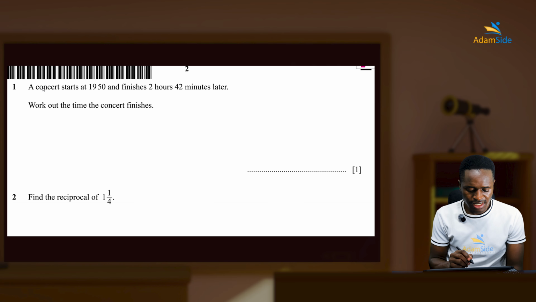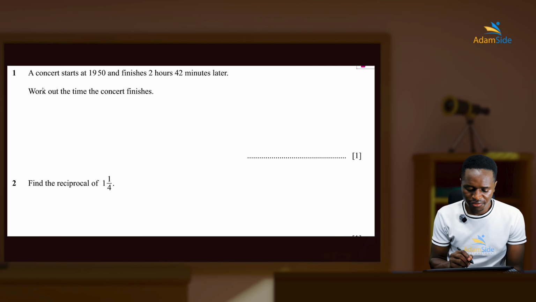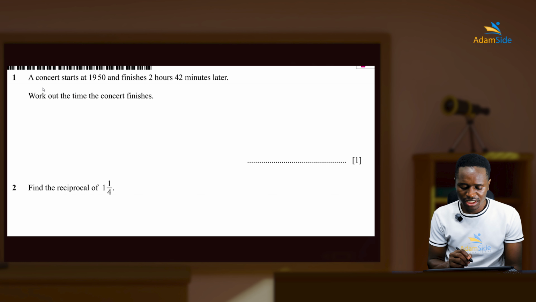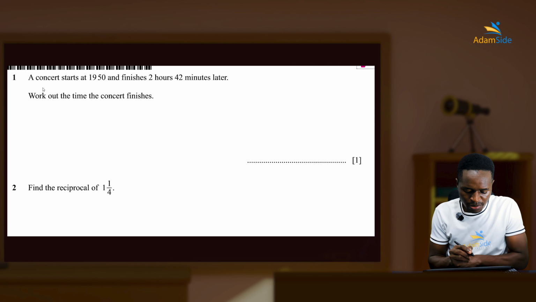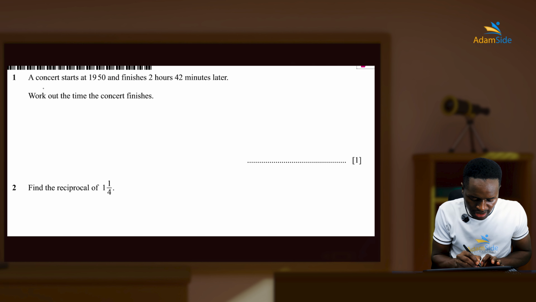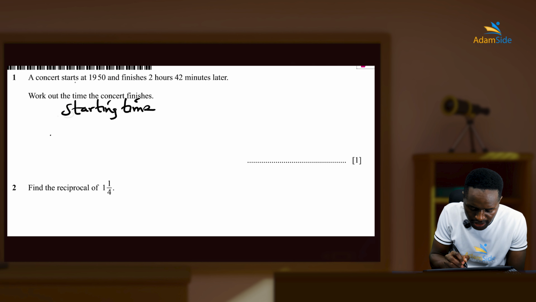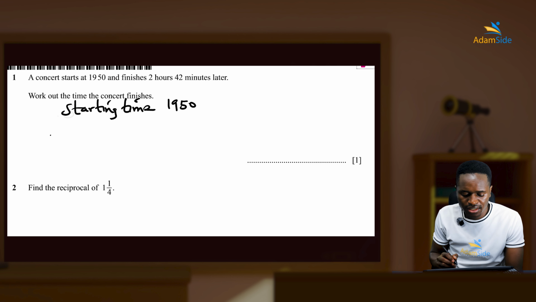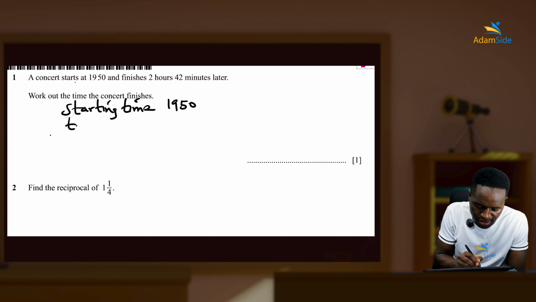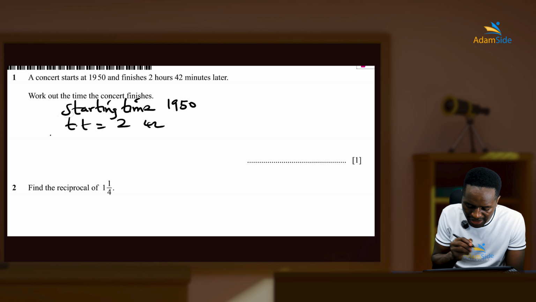question. Question number 1 says, a concert starts at 19:50 and finishes 2 hours 42 minutes later. Work out the time the concert finishes. So we know the starting time is 19:50. That means 7:50 p.m. and it finishes time taken. So this is time taken, 2 hours and 42 minutes later.